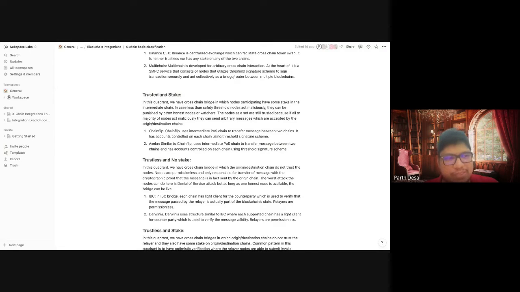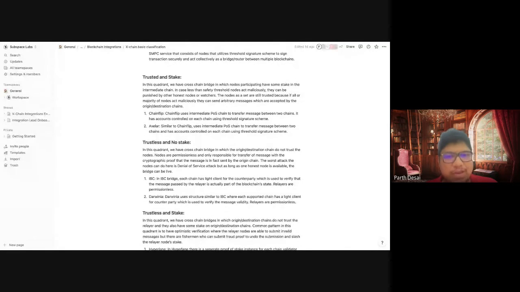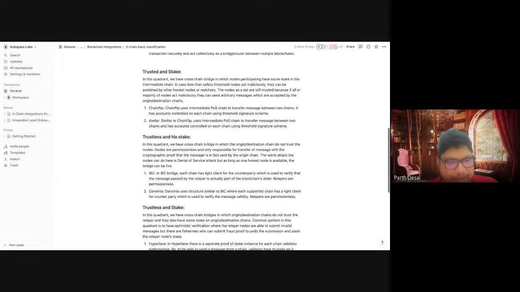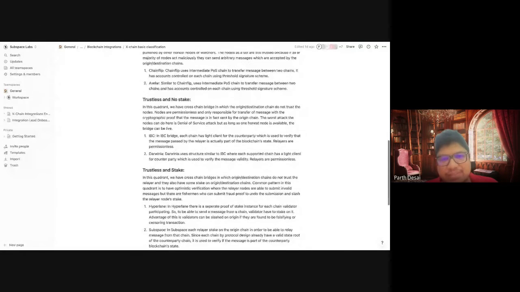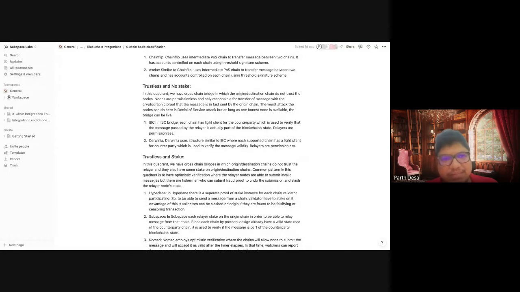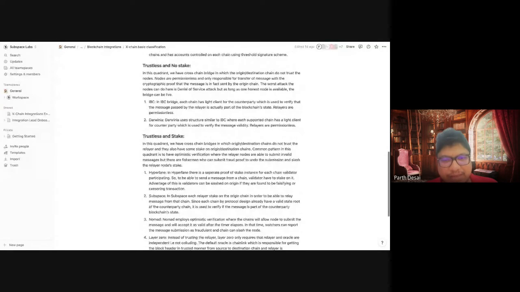So in this case, relayers hold no stake. Anybody can run a relayer. Their only job is to pass the message. The worst they can do is denial of service if they are colluding, but they cannot maliciously steal funds or anything. The next category is where the relayers are trustless and also they have stake.